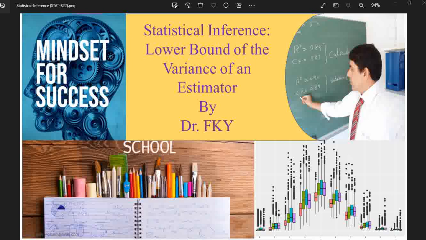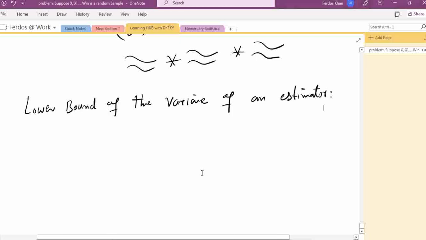So in this video I would like to derive the formula for the lower bound of the variance of an estimator, and then we will have an example maybe in the next lecture, because this will be lengthy. We will compare the variance and the lower bound in that lecture, to see whether for some estimator the lower bound is equal to the variance. So let's start.